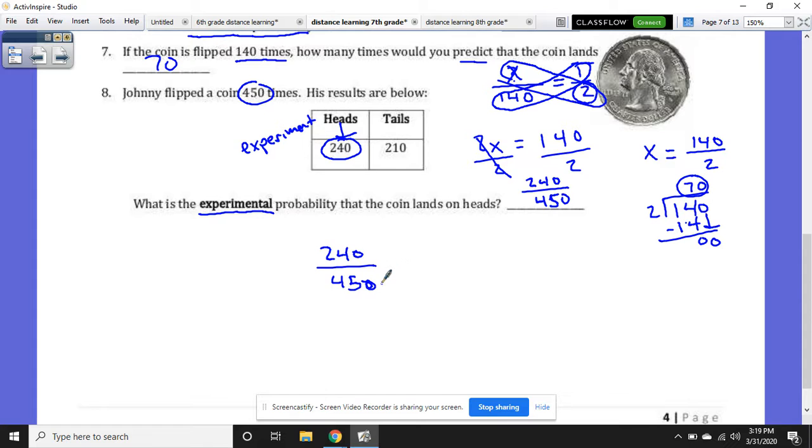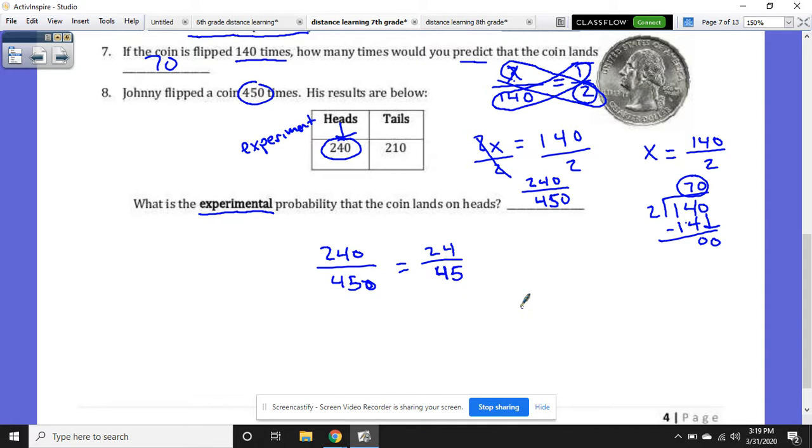Now, factoring or simplifying it gets better once you practice it more and more. Okay, so I've been teaching 7 years already, so of course I can tell, both of these end in a 0, I'm going to divide by 10, right? So when I divide both numbers by 10, I'm going to get 24 over 45.